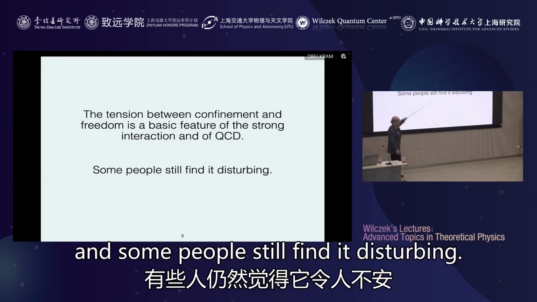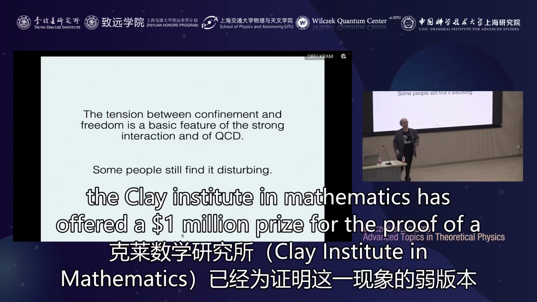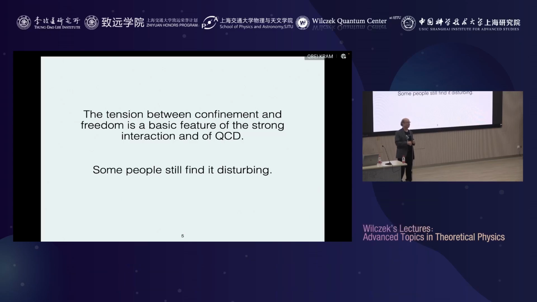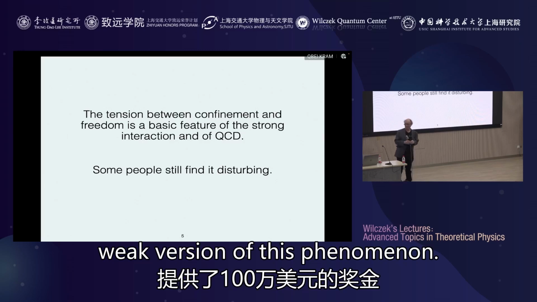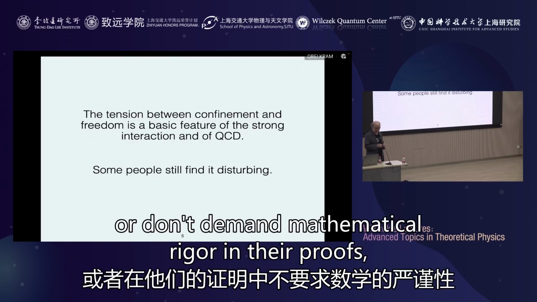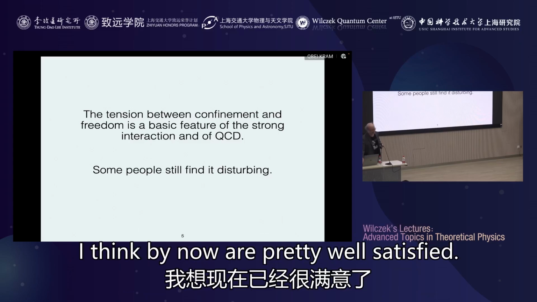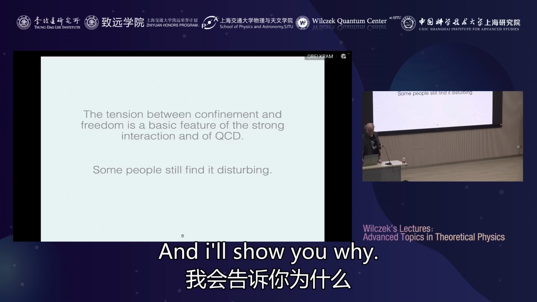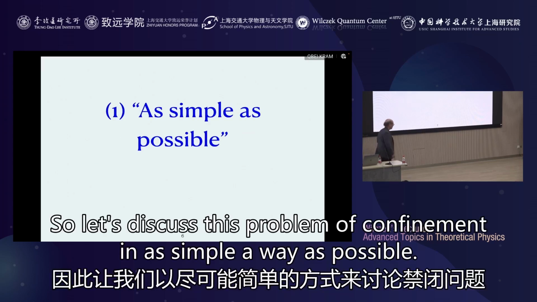And some people still find it disturbing. In fact, the Clay Institute in Mathematics has offered a $1 million prize for the proof of a weak version of this phenomenon. But physicists who don't demand proof or mathematical rigor in their proofs, I think by now are pretty well satisfied, and I'll show you why. So let's discuss this problem of confinement in as simple a way as possible.